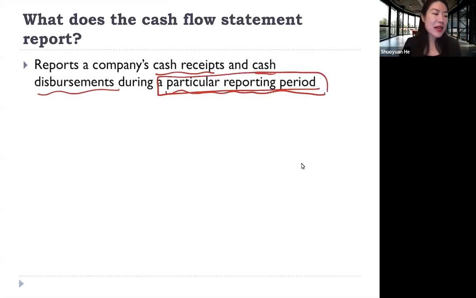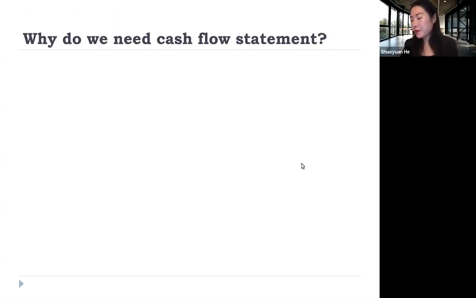So as you can see here, the difference is that cash flow statement is also a flow statement. So it reports a firm's cash receipts and cash payments during a reporting period. It is for a period of time, versus balance sheet. If you still remember, it is to report a company's financial position at a point in time.